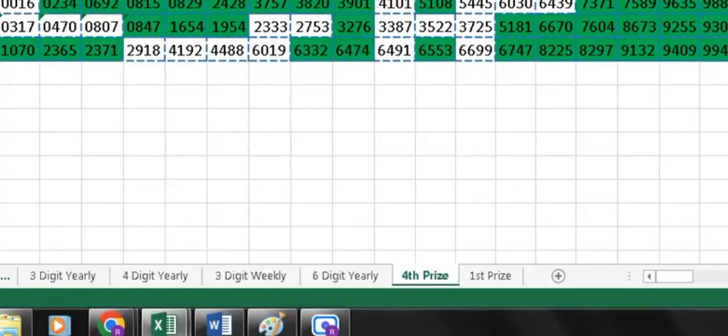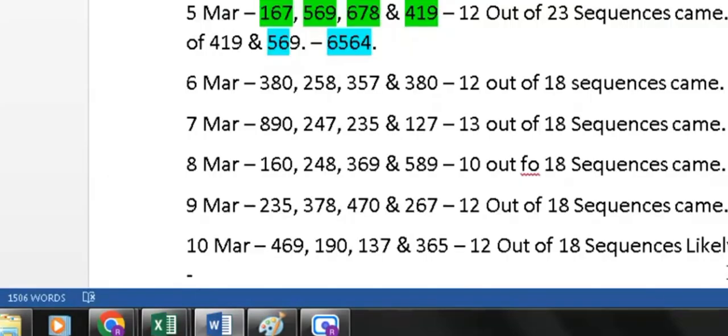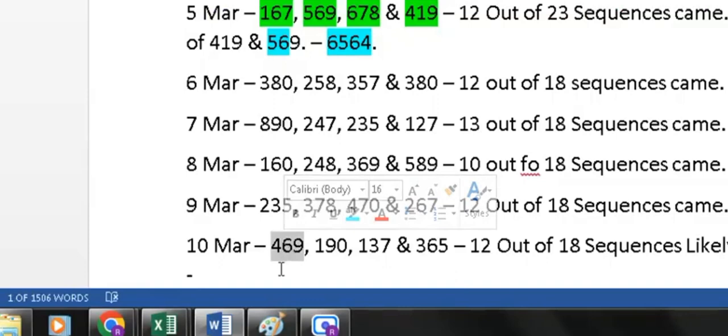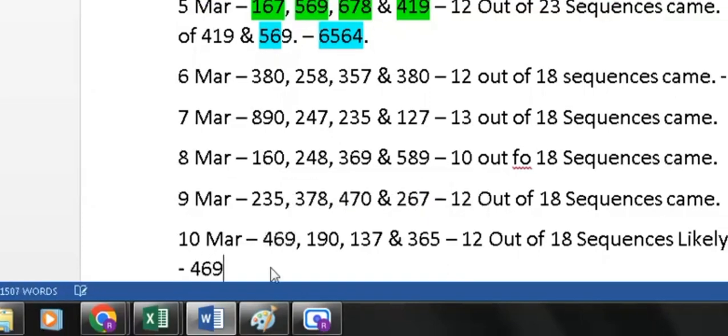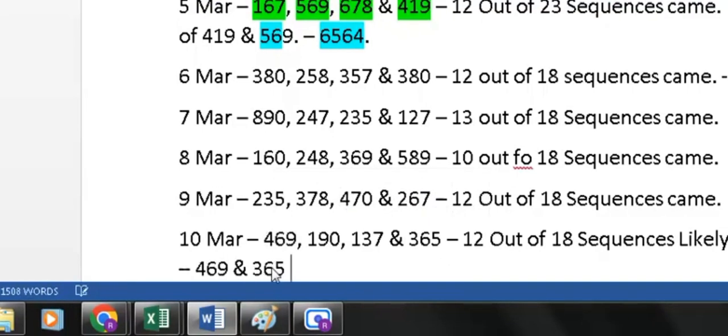See, I expect 12 out of 18 sequences to come as a forecast tomorrow as well. 469 and 365 combo likely. So it will give us 4695.